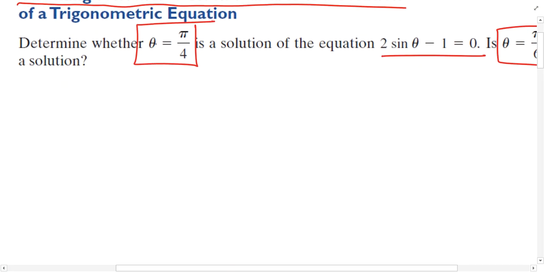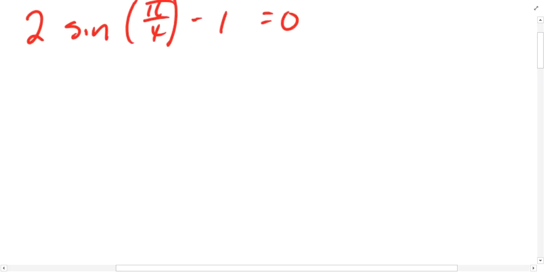So let's just remind ourselves that this theta value is our independent variable. That could be any number that we would like. We're going to investigate to see whether or not that number, this angle measure, satisfies this equation. So it's really pretty straightforward here. 2 times sine of pi over 4 minus 1. We would like to see if it's equal to 0.